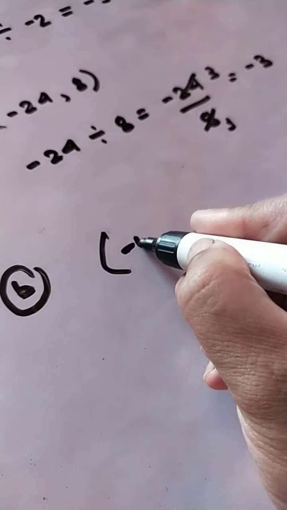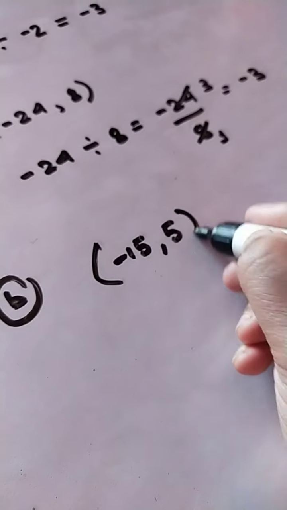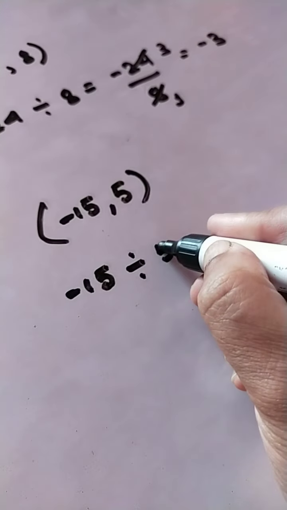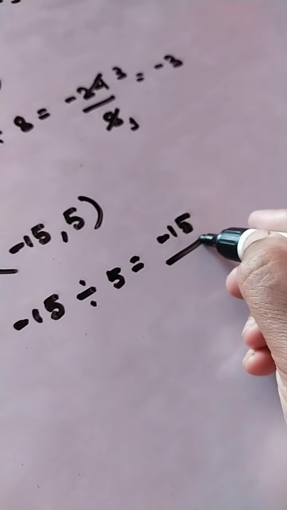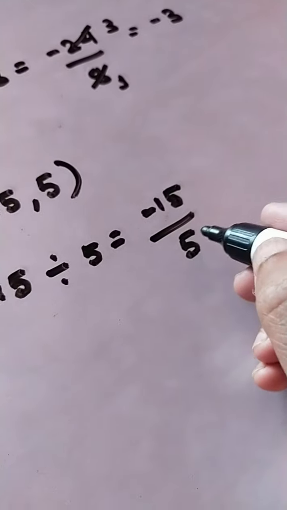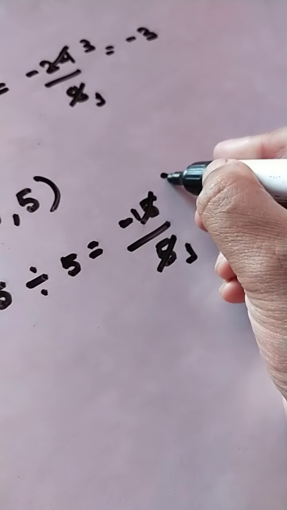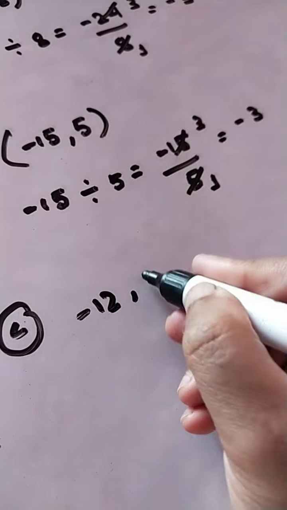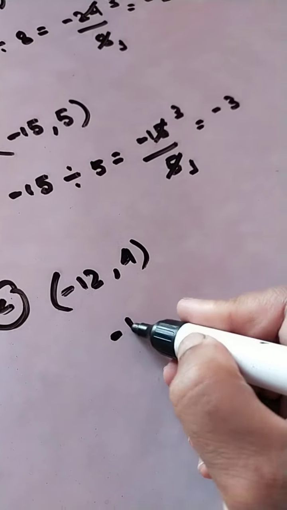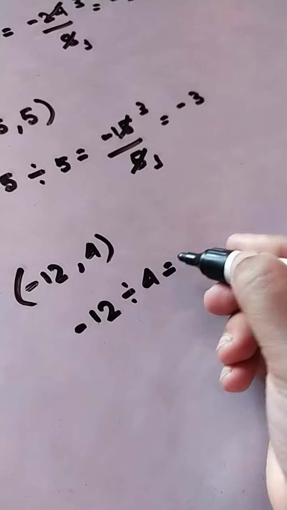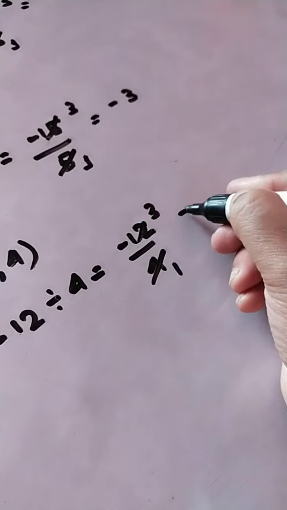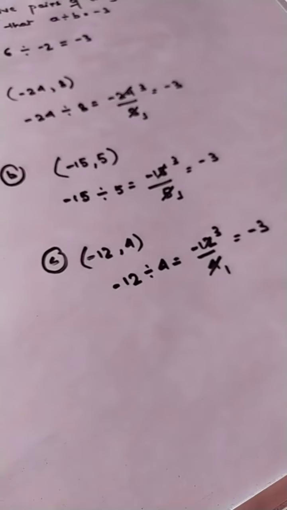Now minus 15 and 5. This also will give minus 3. How? Minus 15 divided by 5. We can write this in this format also, minus 15 by 5. 5 ones are 5, 5 threes are 15. So your answer is minus 3. Third pair, we'll take it as minus 12 and 4. So minus 12 divided by 4. 4 ones are 4, 4 threes are 12. So your answer is minus 3.